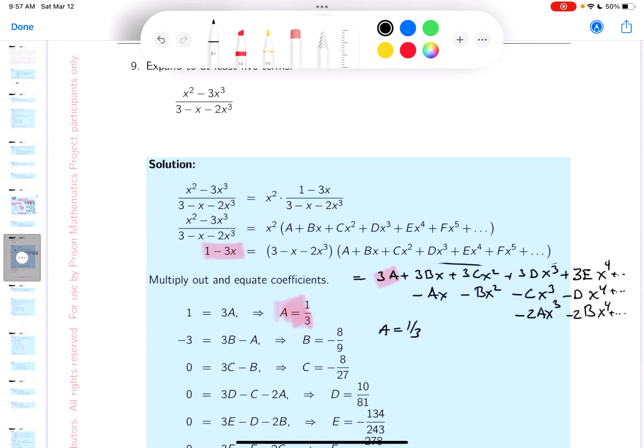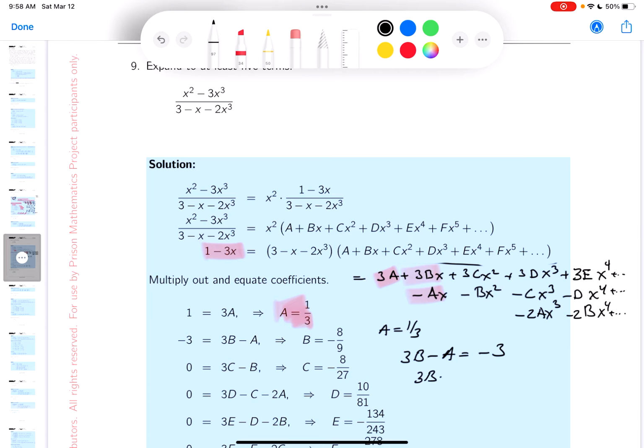All right, the next one, a little more difficult. I have to do this. So I have to do 3b minus a, and that has to equal what? Minus 3. Because that's a coefficient on x. All right, so what are we doing now? We're doing this guy. What do you get there?